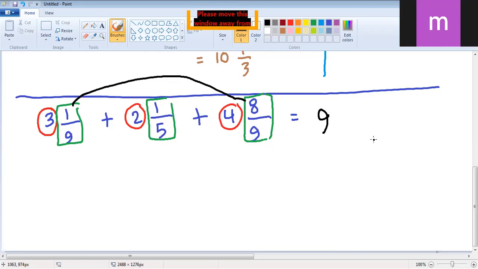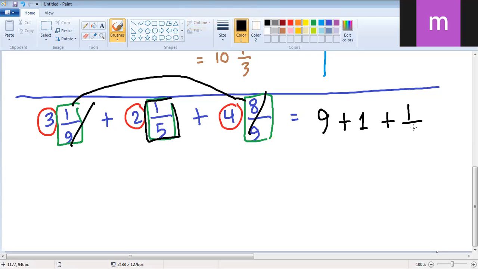It will be 9 ninths. What about 9 ninths? It's actually like 1, so write 1 here. Then delete them. What should I do after that? I have only 1/5. Just drop it here. Plus 1/5. 9 plus 1 equals 10. It will be 10 and 1/5. Now you understand the lesson?